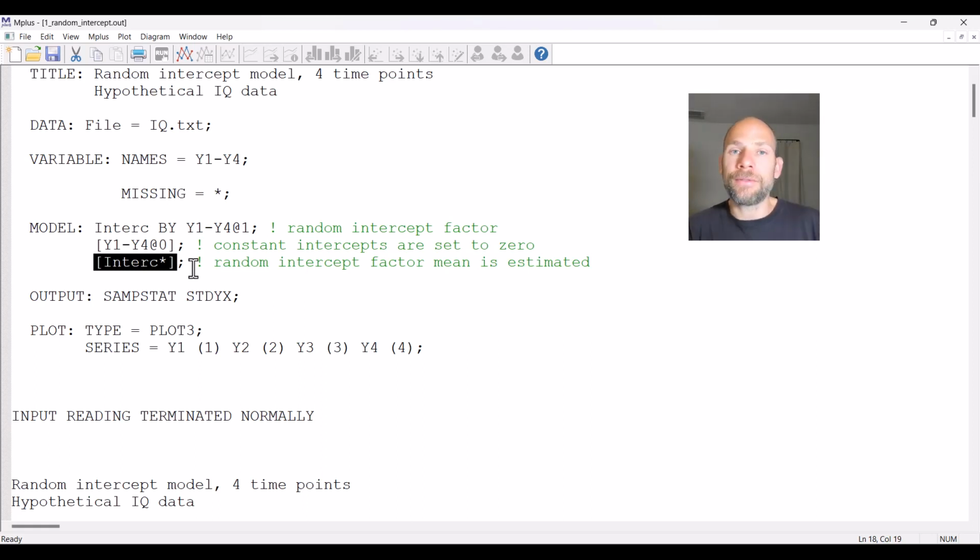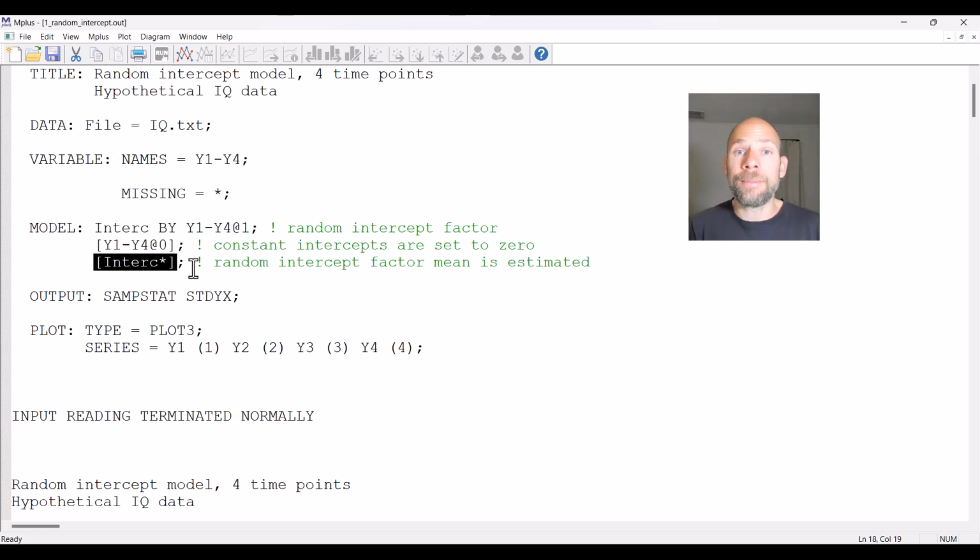Again, the specification parallels what we would do in a tau equivalence model for cross-sectional data if y1 through y4 represented different measures of IQ at the same time point. If we wanted to know whether these measures are strictly tau equivalent, then we would set up the model in exactly this way, with equal loadings, intercepts fixed to 0, and the mean of the common true score variable estimated as a free parameter.